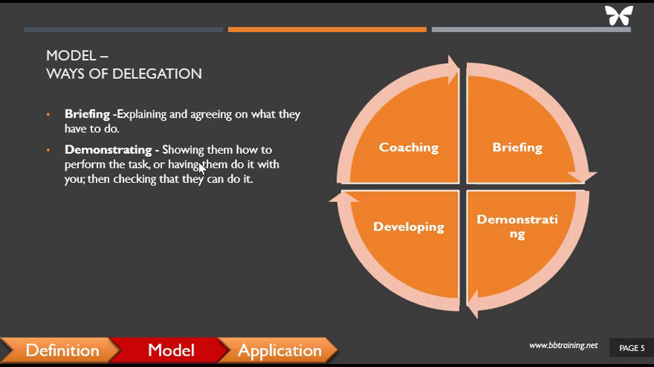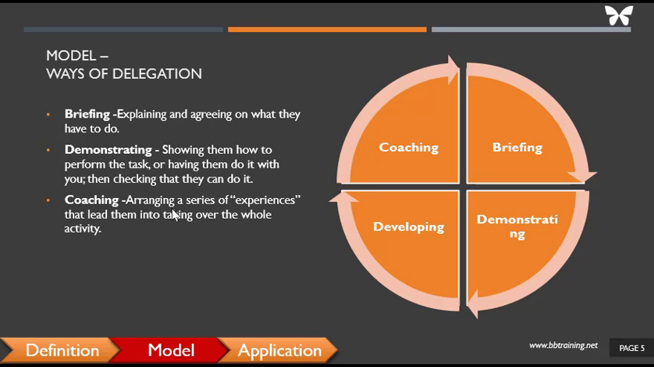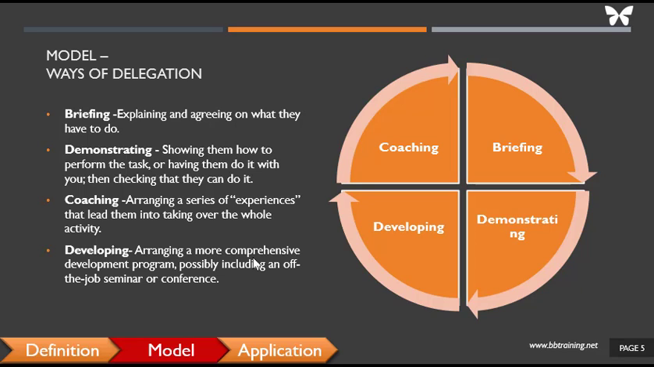The second is demonstrating, showing them how to perform the task or having them do it with you, probably in level 1, 2, or 3 of levels of trust. Then checking that they can do it or not. The third is coaching. Again, just like levels of trust, we are moving ahead, arranging a series of experiences and leading them into taking over the whole activity, where we will actually give them the entire thing. Finally, arranging a more comprehensive development program, possibly including an off-the-job seminar or conference or training program, which is a continuous process.